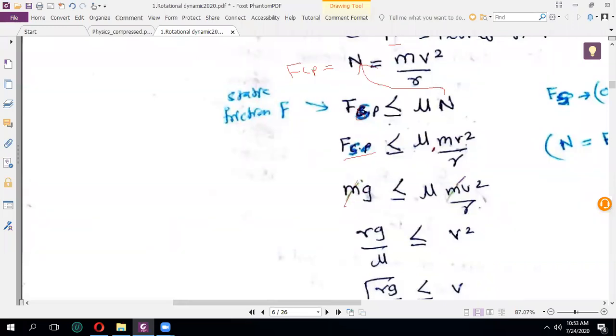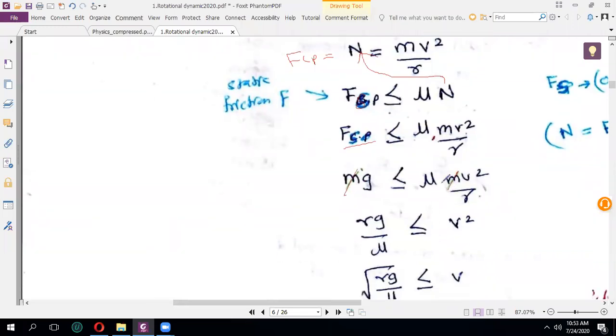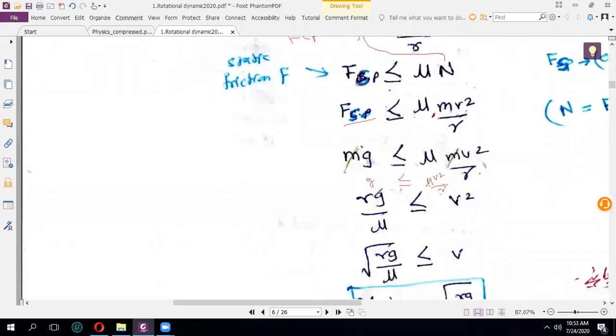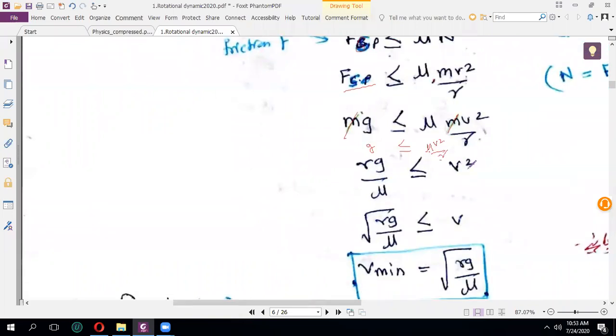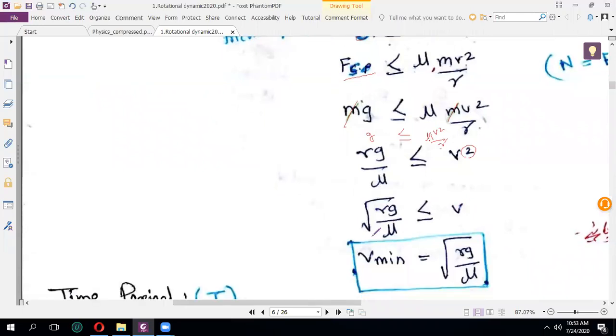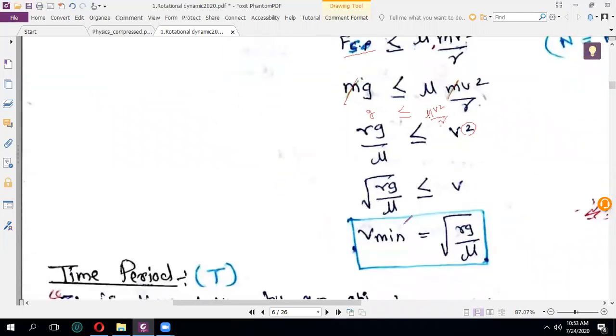Now m and m cancel. What are we getting? Mu v square upon r, and on the left side we are getting g. Now except v, take mu and r on the left side. What are we getting? rg upon mu. Right. Next, take this square on the left side. What are we getting? V is equal to square root of rg upon mu.